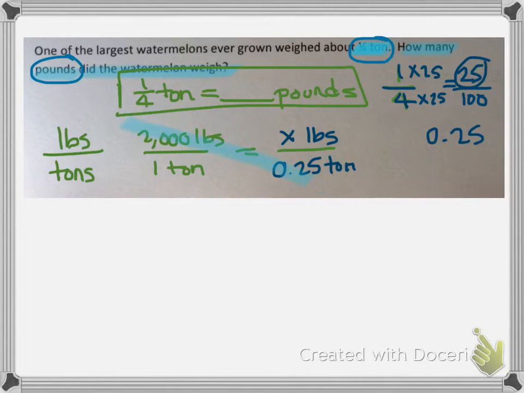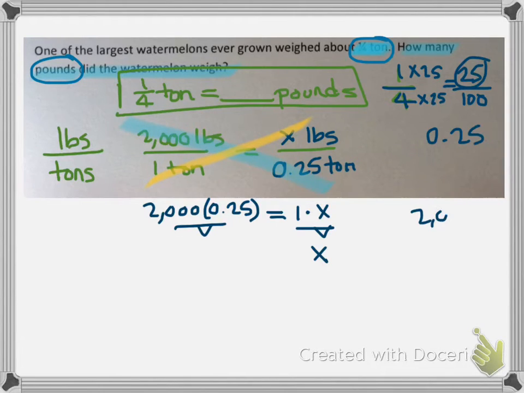Don't forget about your diagonals. We have a diagonal here and a diagonal here. You're going to multiply your diagonals, so I have 2,000 times 25 hundredths equals 1 times X. 1 times X is X. Come off to the side and multiply this out, and press play when you have finished.